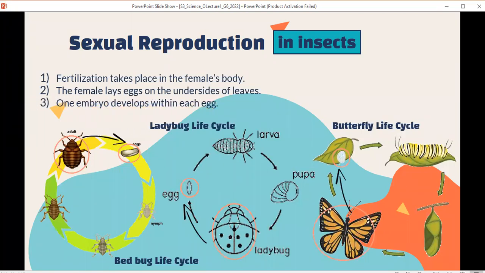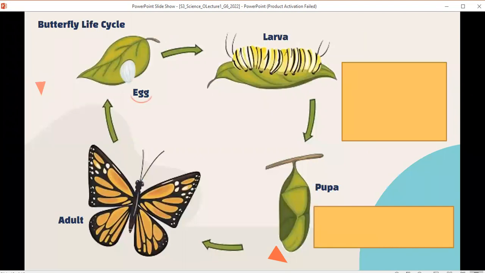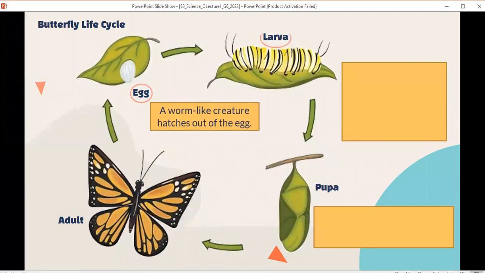They are oviparous animals. They lay eggs, and one embryo grows inside each egg. So this is the egg. Right here, there's a creature that looks like a worm, which is the caterpillar. It goes out of the egg and enters the active stage. Why do we call it the active stage?